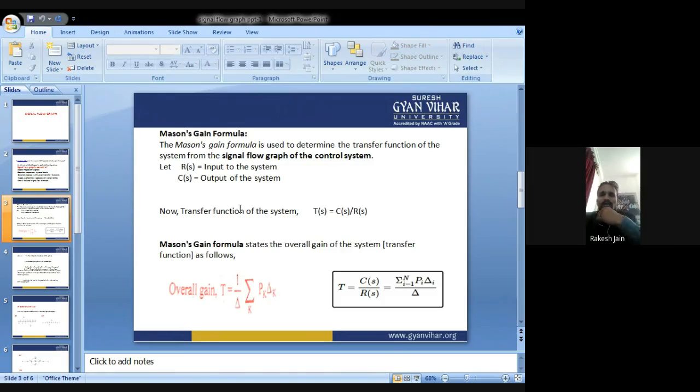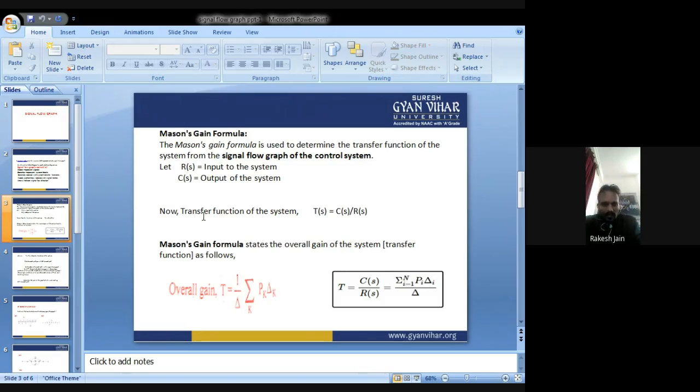In Mason's gain formula, once you see the diagram, find out the number of forward paths, convert the formula on the basis of that, and find out the forward path gains T1, T2. Then the fourth step is you have to find out the loop gain. What is the meaning of loop gain? What is the meaning of loop? Loop means once you start from a node, you will again reach that node without repeating any branch or any node. We can say in a simplified manner, a closed path without repetition.